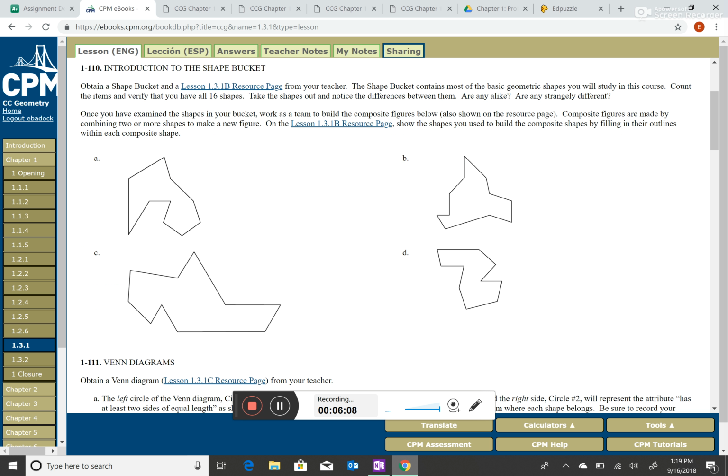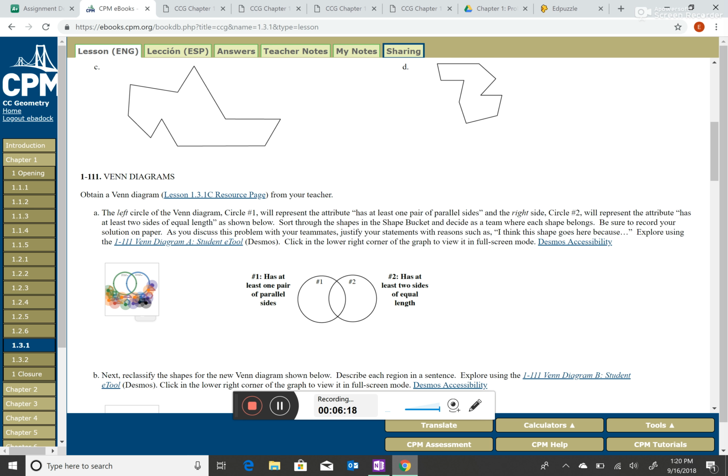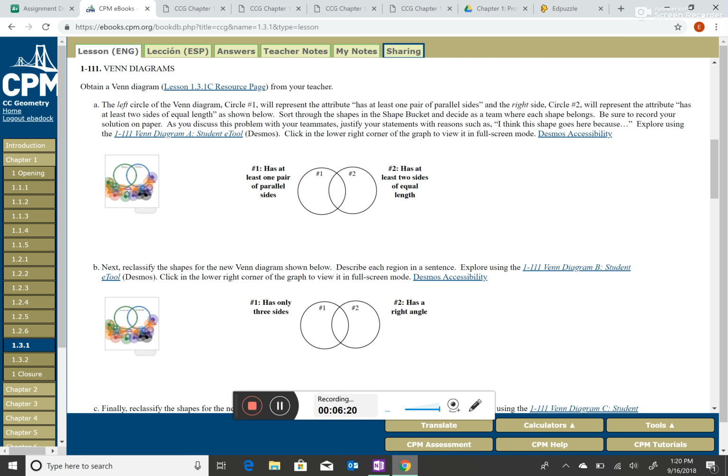What you're going to do is try to make these figures with the shapes that you have in your shape bucket. So you're going to be working as a team to fill in those shapes. And then problem 111 is going to be talking about the Venn diagrams.